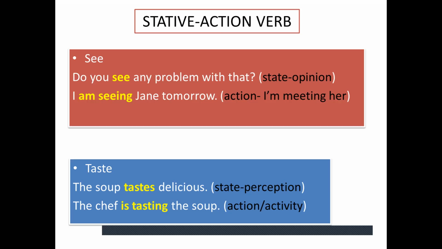Next, it's taste. For the first sentence, the soup tastes delicious. Taste here is a state related to perception. You think in your perception that the soup is delicious. So you need to use present simple. And in the second sentence, the chef is tasting the soup. Here, tasting is an action that is happening right now. It's an activity. So you need to use present continuous.